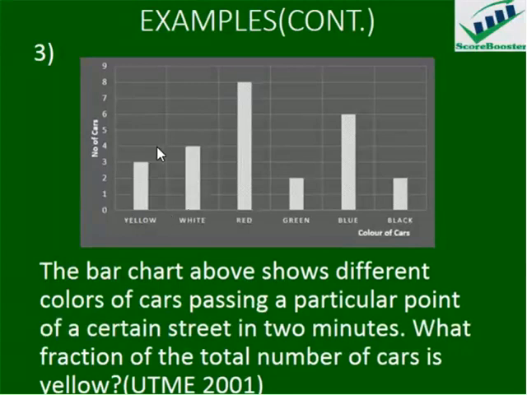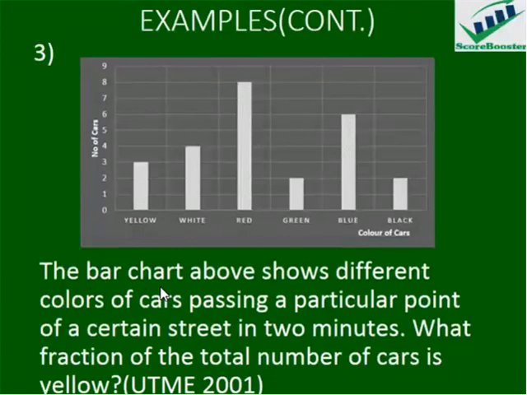For white car, the bar is stopping at 4. That is, we have 4 white cars. Here we have 8 red cars. We have 2 green cars. You can see where the bars are stopping. We say the length of the bar or the height of the bar is proportional to their frequency. You can see 6 blue cars and 2 black cars. That is how to interpret the bar chart. Wherever the bar is stopping, that is the frequency of that data.